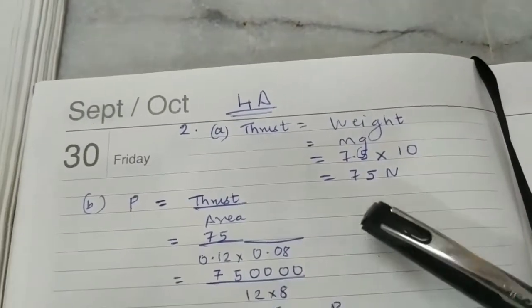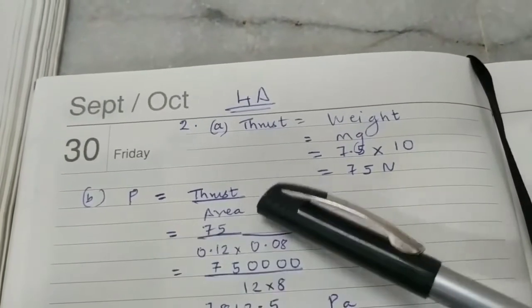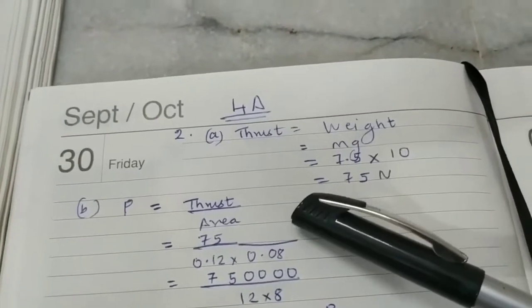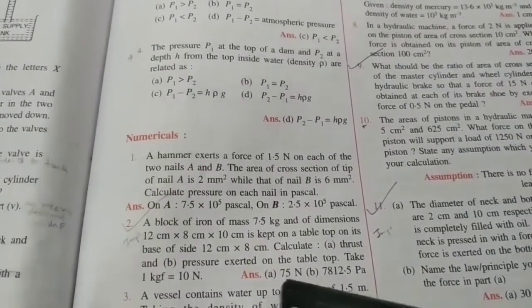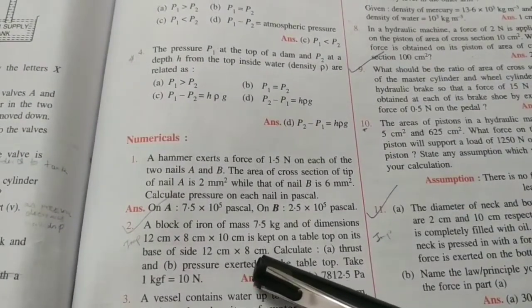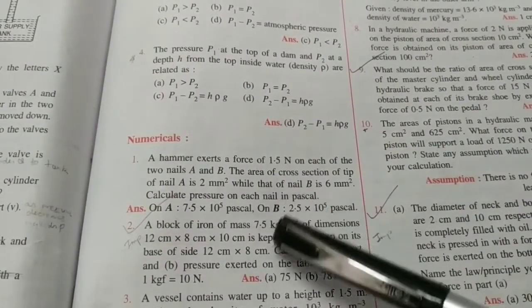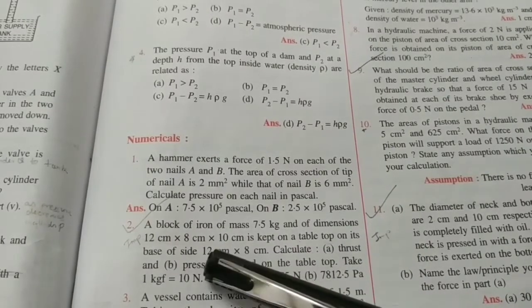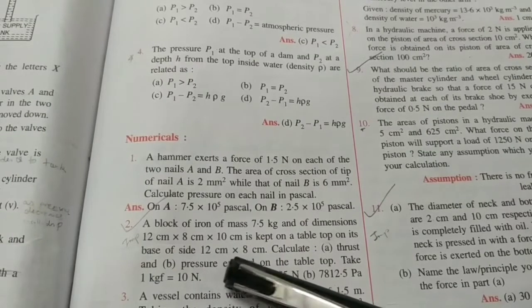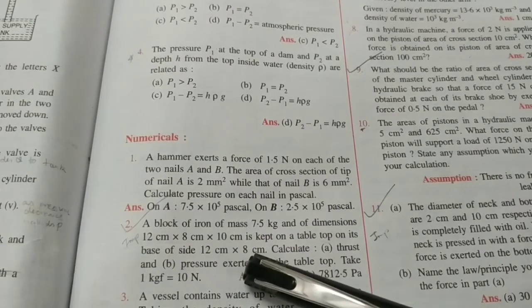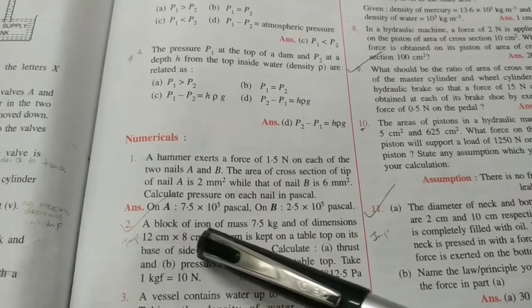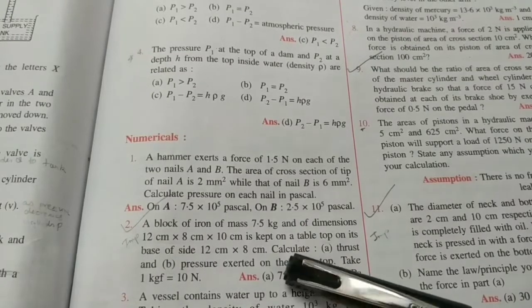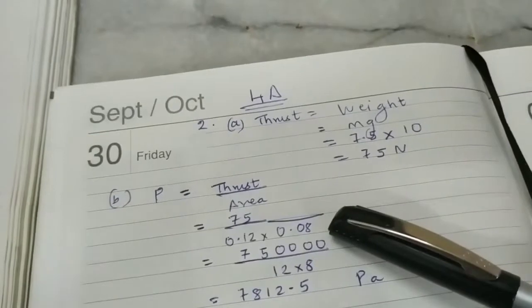The next question is find the pressure. Pressure is thrust upon area. Thrust we found out. Now the area is given as 12 into 8 centimeter, but since we are dealing with SI units here, it's important to convert this to SI units. So this will become 0.12 meter and this will be 0.08 meter. To convert centimeter to meter, divide by 100. The height was of no use in this sum. So we substitute the value of the area here.